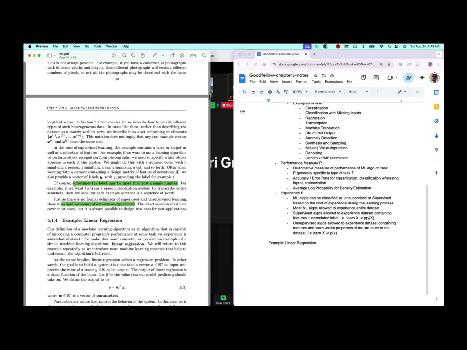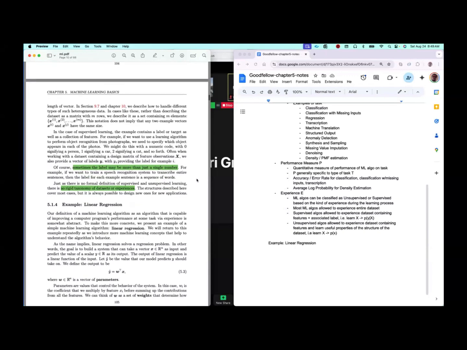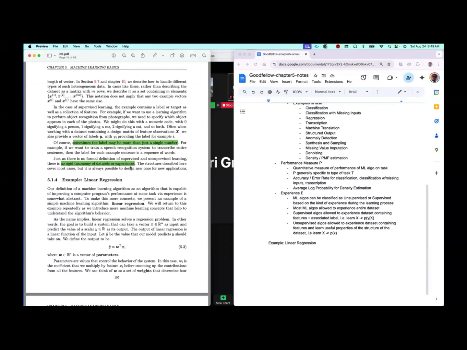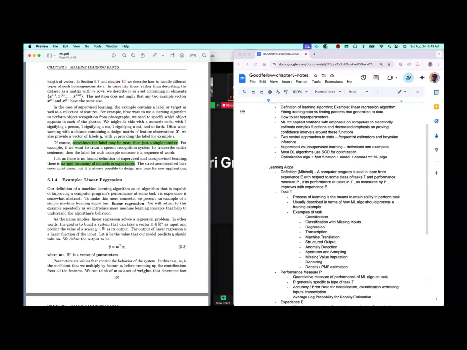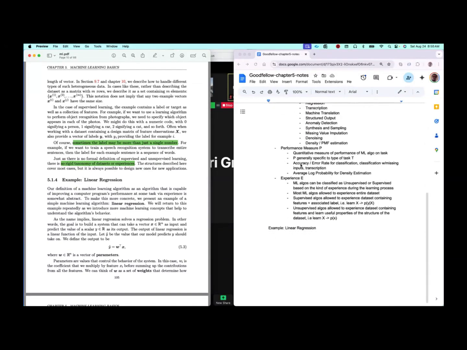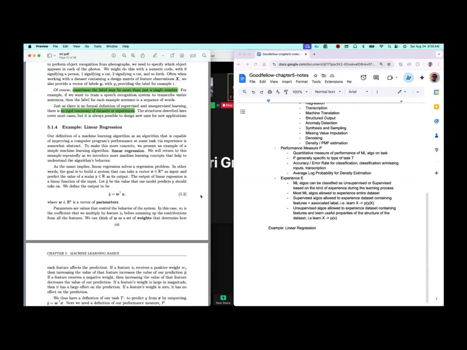The other aspect here is that sometimes the label can be more than just a single number. You could have a sequence of tokens, or a sequence of token IDs, as your label, in the case of things like a speech recognition system or any sequence learning kind of system. Okay, so there is no rigid taxonomy of data sets or experience. Again, things are kind of fuzzy, but overall you can think of a learning algorithm as consisting of a task T, performance measure P, and experience E. It helps to formally define such a model or learning algorithm.